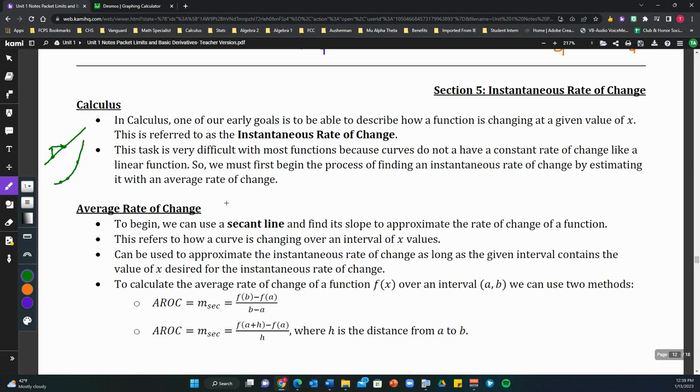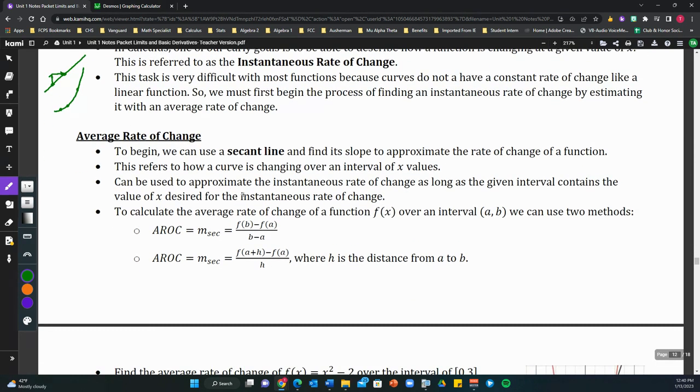So what we begin with is the process of trying to find the instantaneous rate of change. We begin that process by estimating it with an average rate of change. You have heard this phrase average rate of change before in the past. We just haven't focused in on it, or done a deep dive on average rate of change and the implications that it has. To begin with, we use a secant line. You've heard that word before in geometry. It's a line that passes through a curve at 2 points. And that's exactly what we're going to do here.